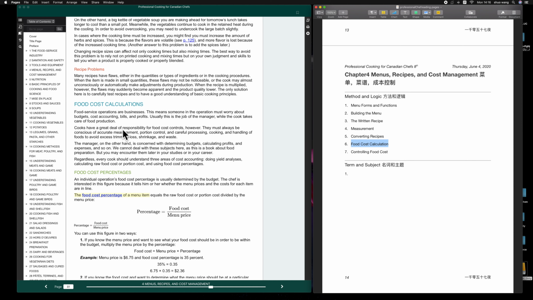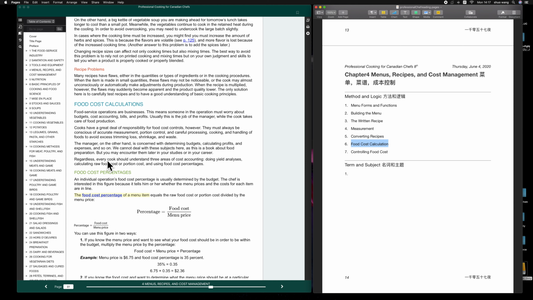Cooks have a great deal of responsibility for food cost control. However, they must always be conscious of accurate measurement, portion control, and careful processing, cooking, and handling of foods to avoid excess trimming loss, shrinkage, and waste. The manager, on the other hand, is concerned with determining budgets, calculating profits and expenses, and so on. We cannot deal with this subject here, as this is a book about food preparation, but you may encounter them later in your studies or in your career.